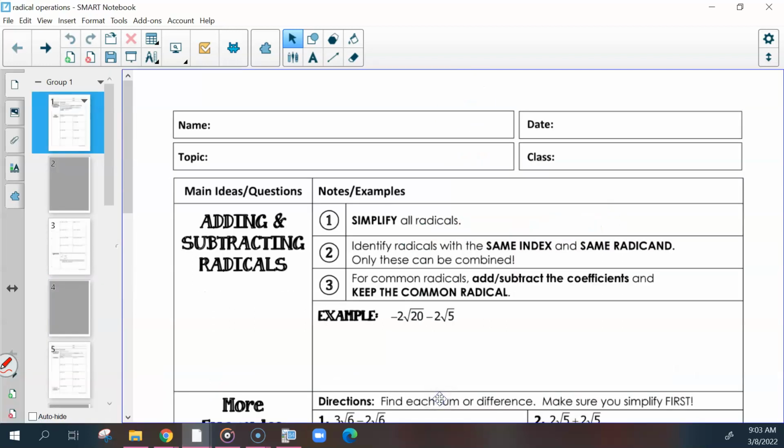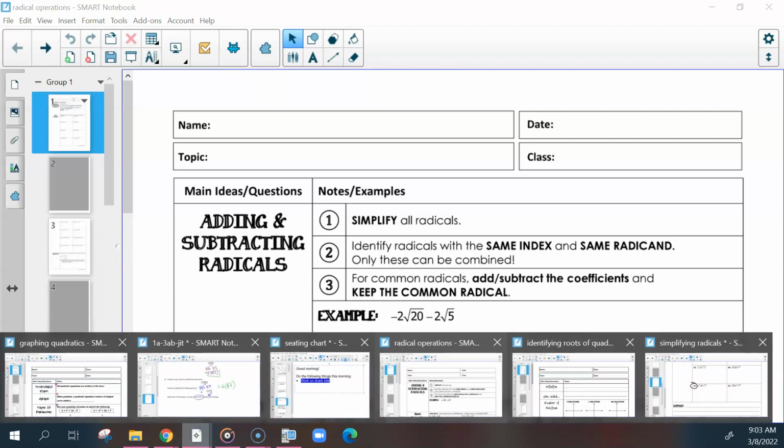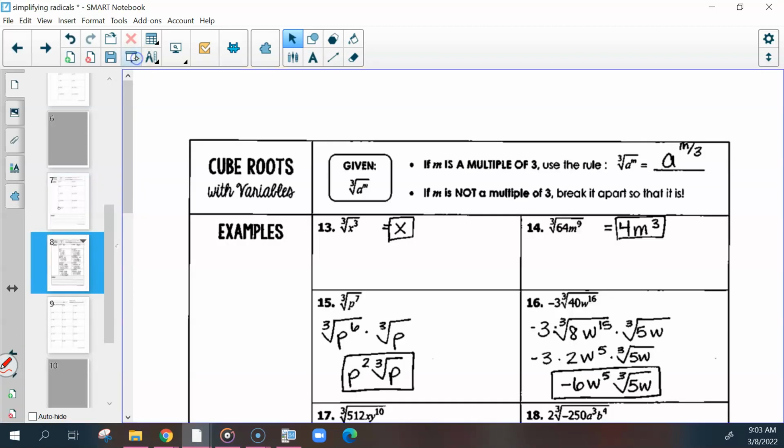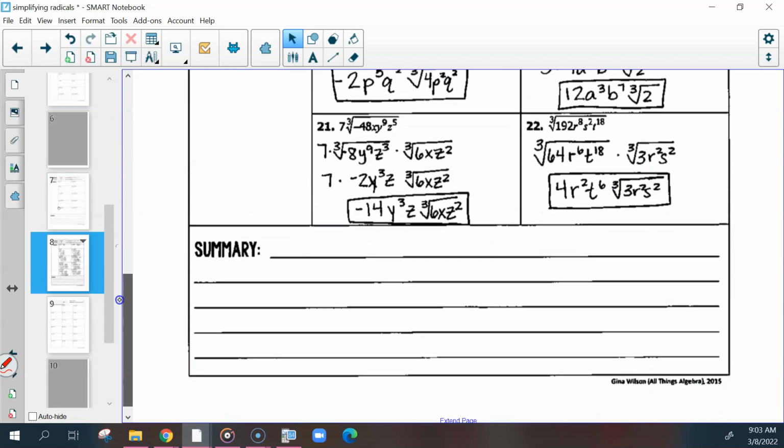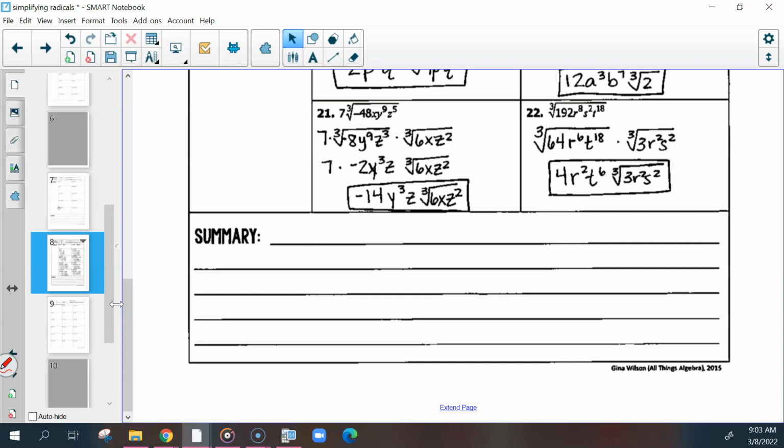Everyone should have notes that look like these. Make sure those are out in front of you. For those of you that did point 1, this is the answer to that: -14 y to the third times z times the cube root of 6xz squared. If you didn't get that or didn't start that one, you can write that answer and then go back and simplify that later. Wait, are these today's notes?